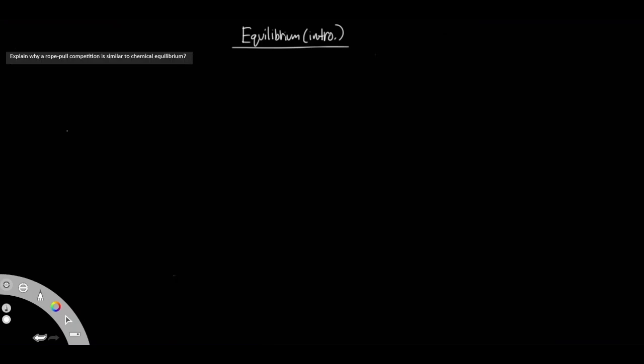Explain why a rope pull competition or a tug of war is similar to chemical equilibrium. Because obviously there is dynamic pull between the rope, but it looks static from an observer.